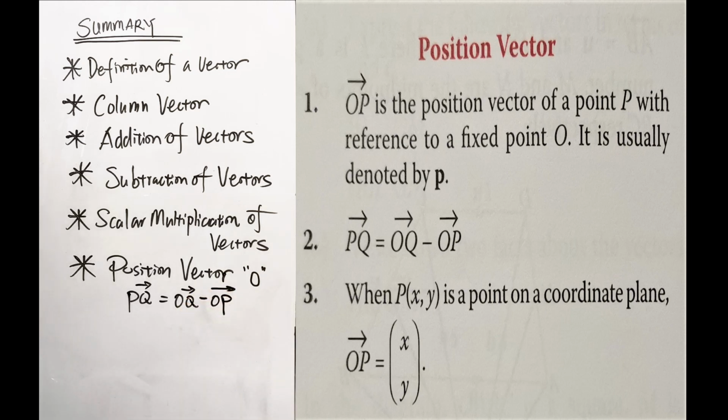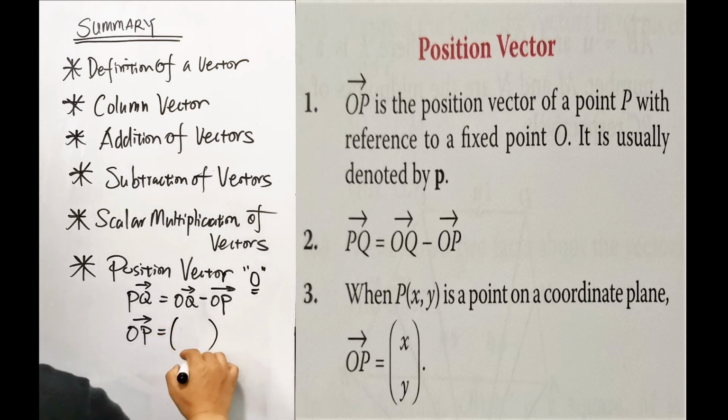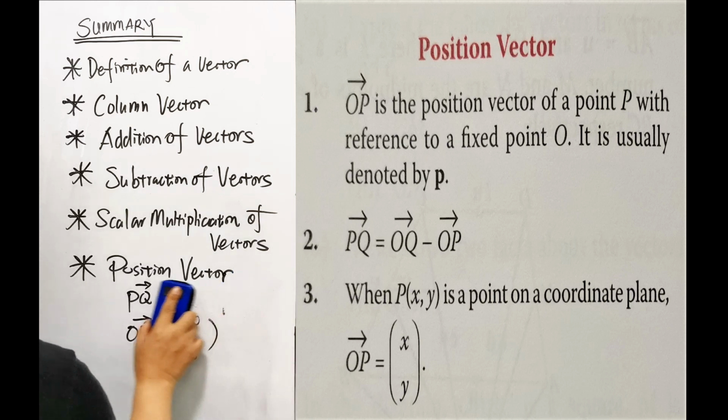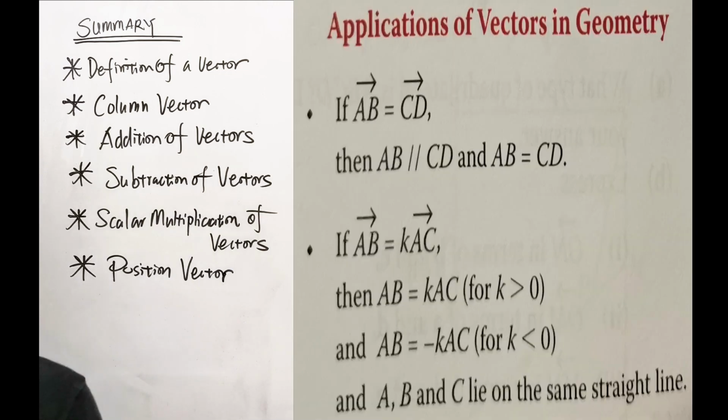We already discussed that in the previous lesson, right? And basically OP can also be referenced to the origin point in the Cartesian plane. So basically we can write it in column vectors as x and y. So this is the thing we will discuss. Okay, let's continue.